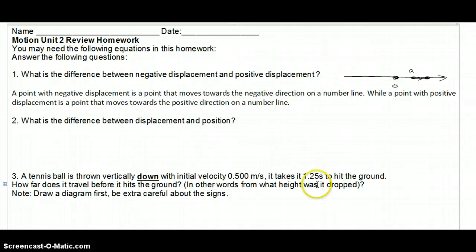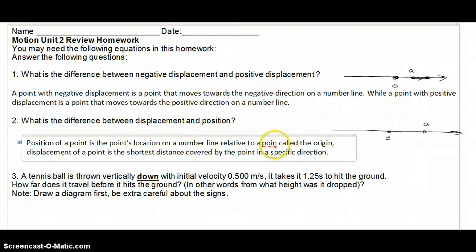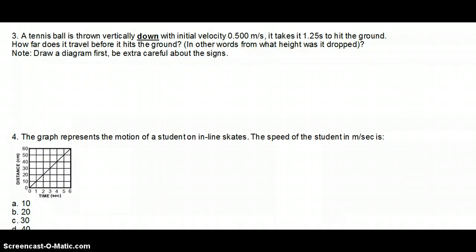What is the difference between displacement and position? As we said before, displacement measures the change in position, while the position of a point is just where the point is on the number line, the location of the point, whether it's to the right of the origin or to the left of the origin. Okay? So position of a point is the point's location on a number line relative to the origin, while displacement is the shortest distance covered by the point in a specific direction, or the change of position in a specific direction. Let's move to number 3.